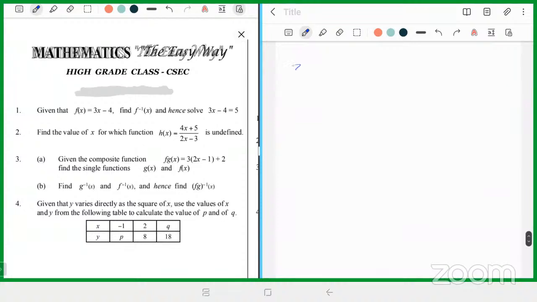Number 3. So this was a really very easy class activity, guys. So we're given this composite function, it is equal to this. And I want us to break it and find two simple single functions, g of x and f of x. So this really is breaking that composite function to find two simple functions. So f of g of x is equal to 3 into 2x minus 1 plus 2. And we want to break this out into two simple functions.